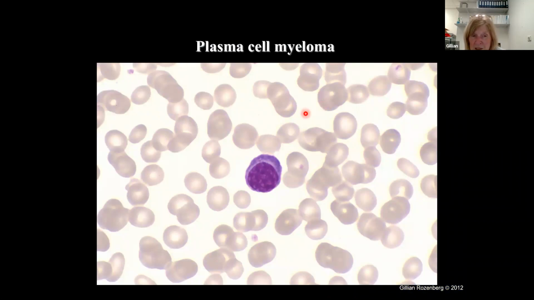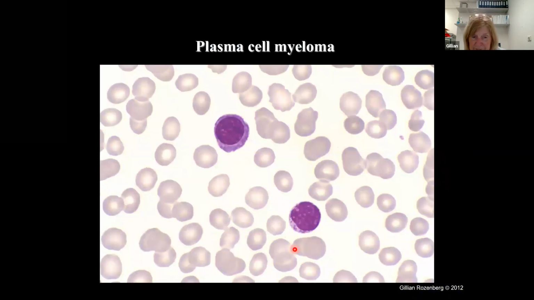And this is a classical plasma cell in plasma cell myeloma. So it's an eccentrically placed nucleus with a very basophilic cytoplasm, and that's the perinuclear halo or the Golgi zone. This is another plasma cell here, and I put this cell here just to show you this is a small lymphocyte. It possibly could be even a large lymphocyte because it's got a few granules in the cytoplasm. But just the difference between the plasma cell and the lymphocyte.